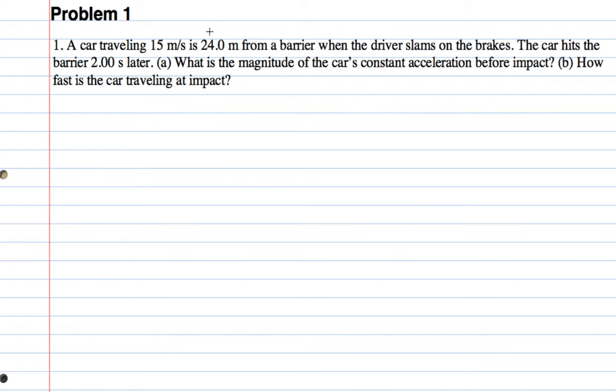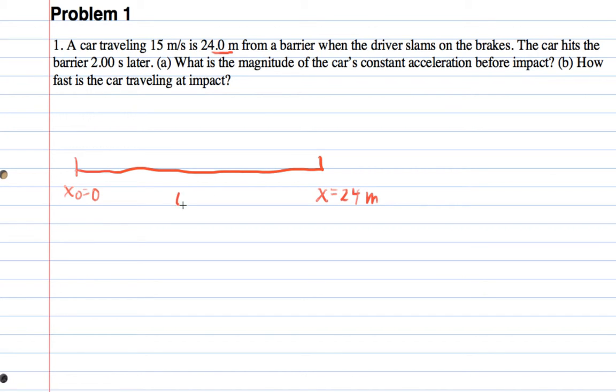We have a car moving at this speed, 24 meters from a barrier, slams on the brakes. We don't completely stop, and so we have a couple of questions we want to ask. Now, before I even begin, what I want to do is actually start by drawing a picture and labeling it. So here we go. Now, whenever they give me 24 meters, I actually need to mark off two things. I'm going to mark off a starting and an ending position, just to keep it clear.